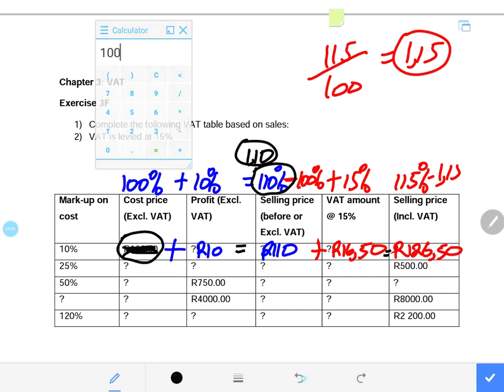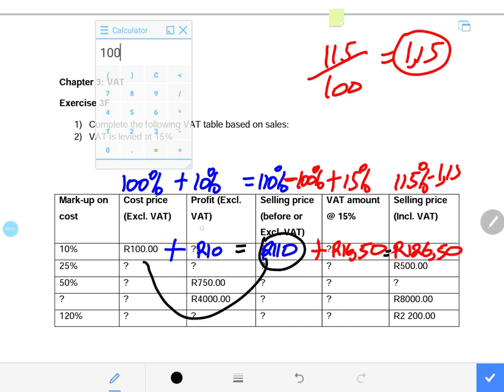At the same time, we can still calculate the 10 rand. How can we calculate the 10 rand from 110? Now, if we have this 110 and we want to know how much our profit is, assuming that you don't know the 100 (obviously, if you know the 100, it will be 110 minus 100, it gives you the 10 rand). If we don't know the 100, but we are given the amount that includes the 10% markup, and want to know the markup amount, the percentage we know is 10%.